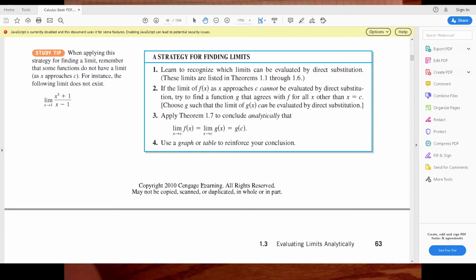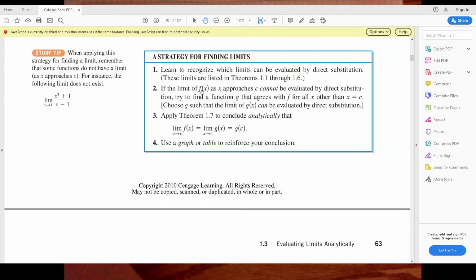This is the last thing I'll talk about. I'll do one more example before I do so. But here's how we look at this. These are your 4 basic strategies. 1. Learn to recognize limits that can be evaluated by direct substitution. These include things like your trig limits. These include polynomials. These include your rationals where the bottom isn't 0.